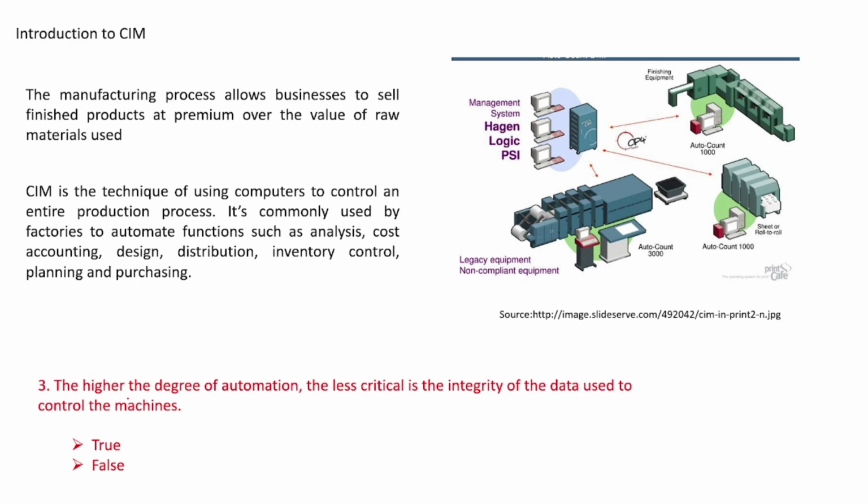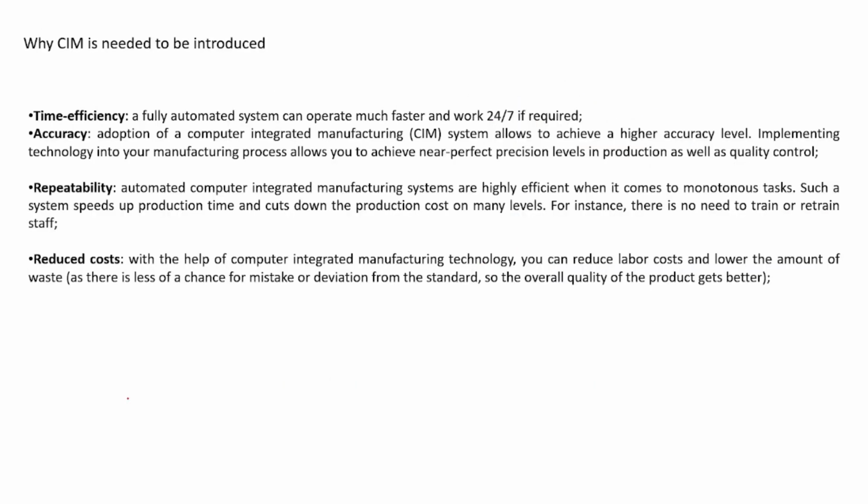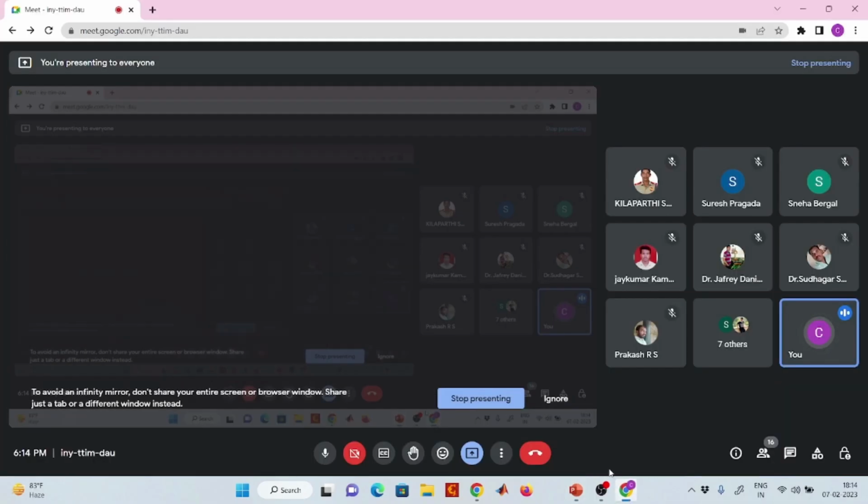And from that process, if we ask why CIM needs to be introduced in our manufacturing system, there must be some reasons for that. So if I ask you why computer integrated manufacturing needs to be introduced, can someone explain what the factors are for which we should introduce it?